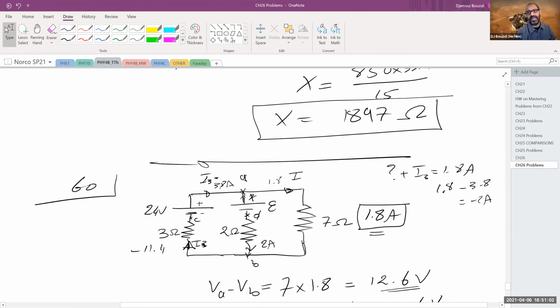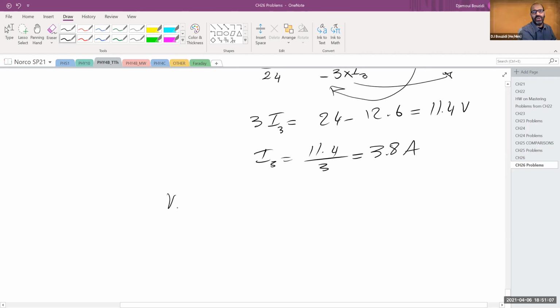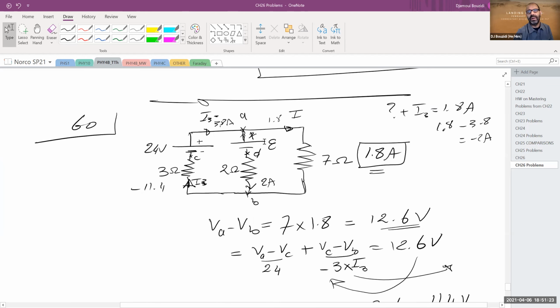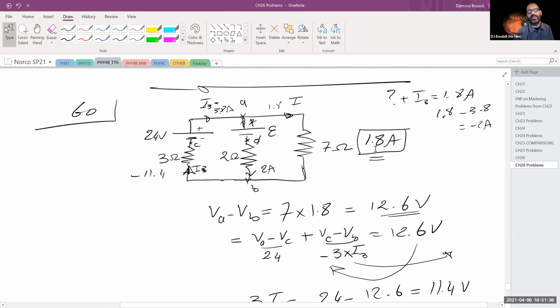So let's check it. Let's calculate VA minus VB again through that branch. VA minus VB is VA minus VD plus VD minus VB. Well, this is the EMF that we want to find. This is the drop in voltage in here, because we're coming from positive to negative. So this is the EMF that we really want to find. And this number, we found it to be 12.6 volts. We already figured it out from the beginning when we were given the current in here.